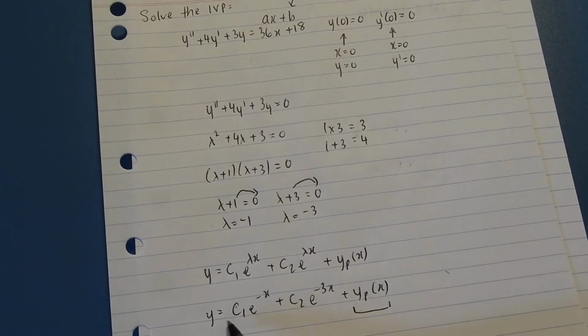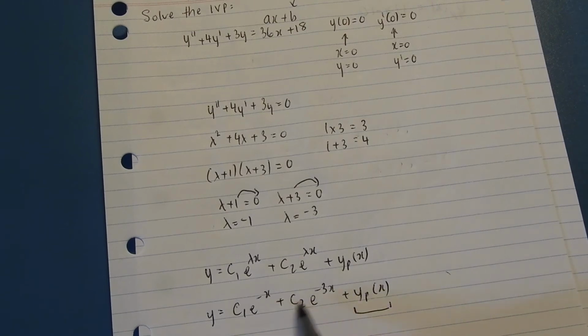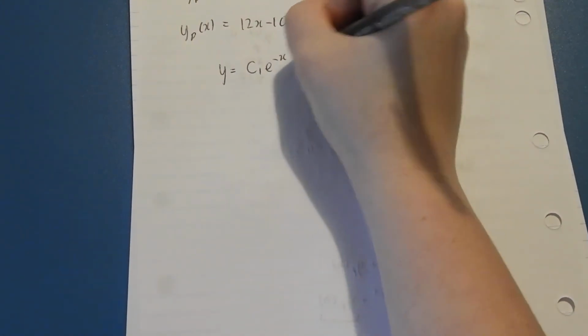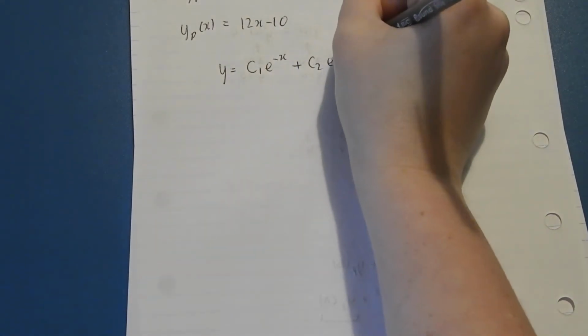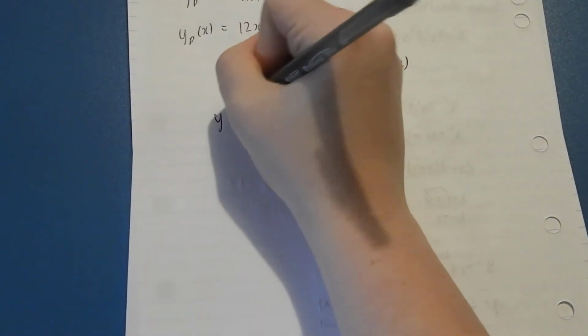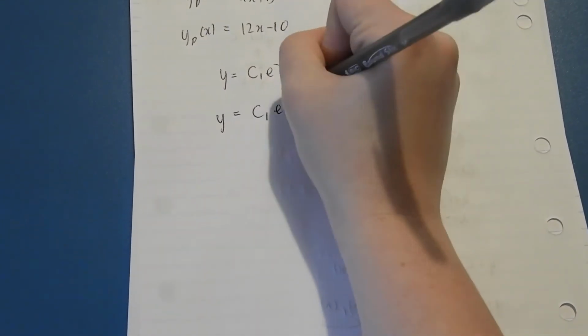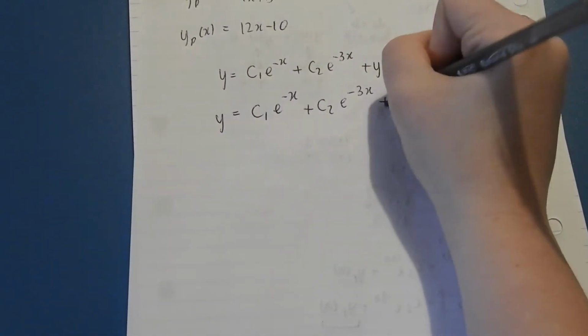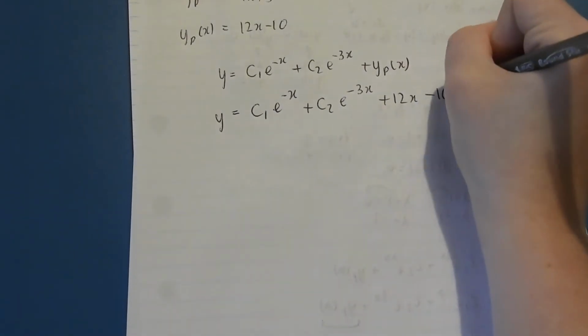Okay, so if we go back, we knew that y equals c1 e to the negative x plus c2 e to the negative 3x plus the particular solution. So we know the particular solution now, so we can put that in. So y is equal to c1 e to the negative x plus c2 e to the negative 3x plus 12x - 10.